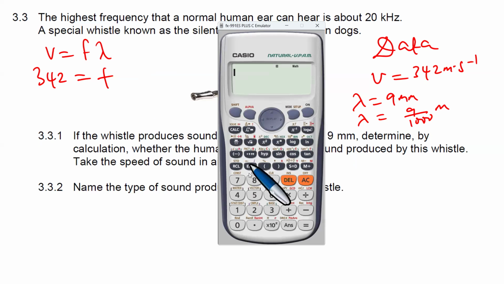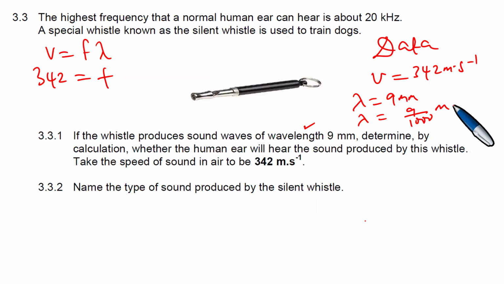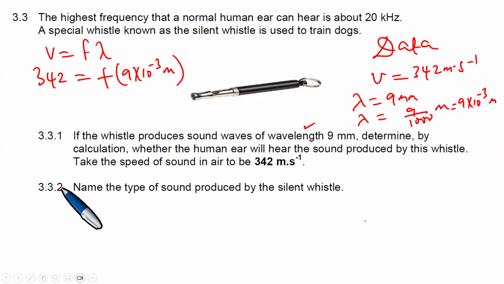Let us do this together. If you want to do this, you say 9 divided by 1,000. 9 divided by 1,000 is equal to what? Which is 9 times 10 to the minus 3. So you'd have therefore that this is 9 times 10 to the minus 3 meters. So then what do we do at this point?